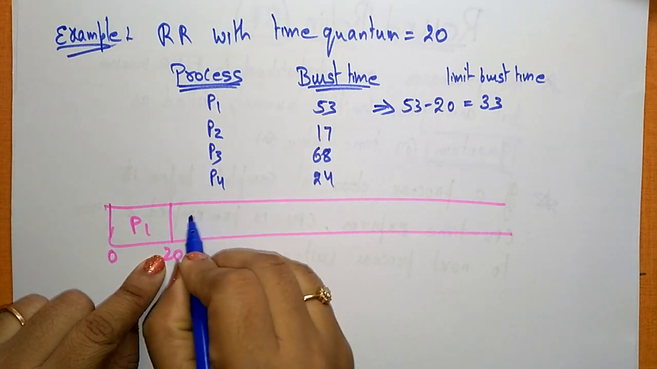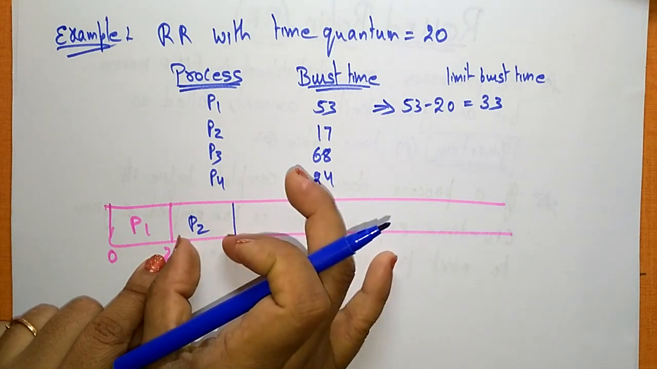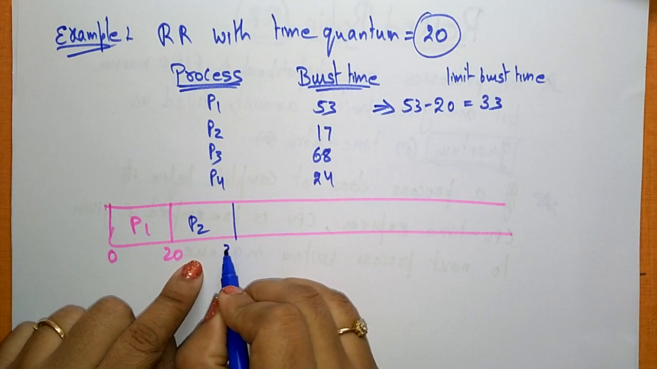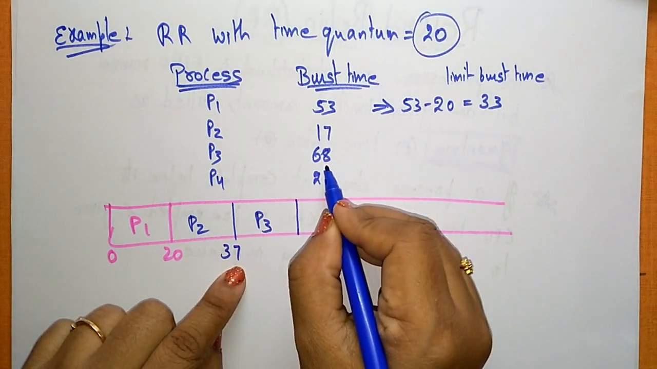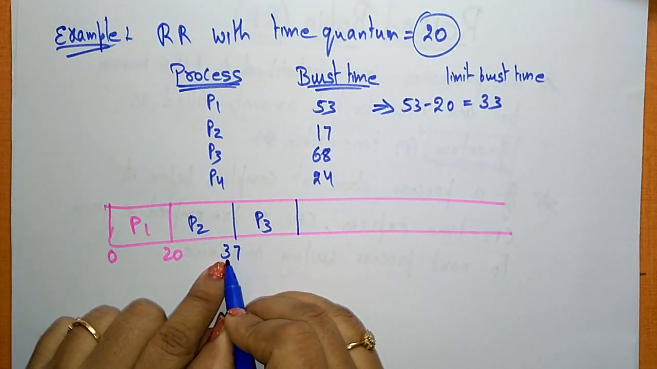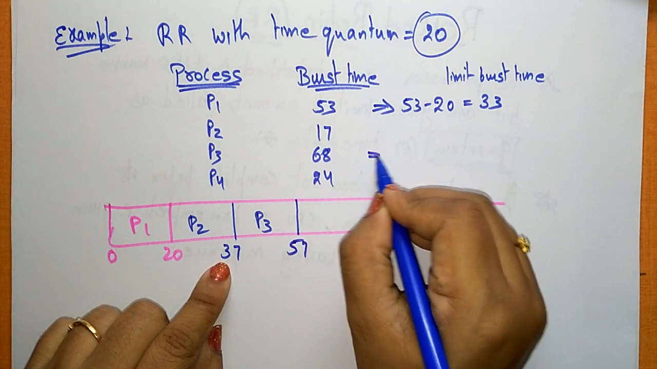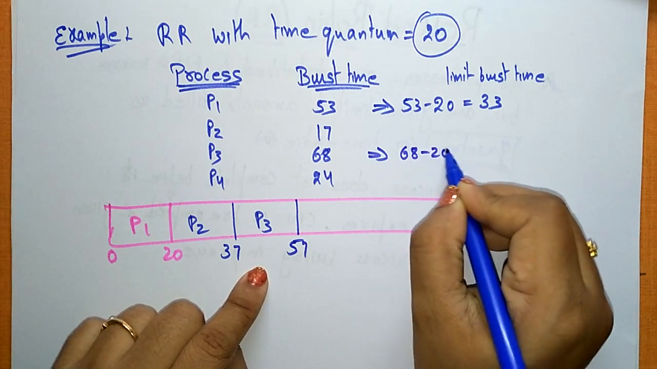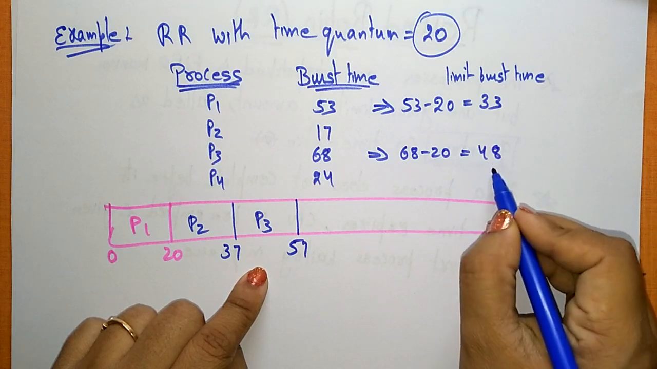Next P2, which needs only 17, so it will be executed within the quantum time 20. So 20 plus 17 you will get 37. Next P3. P3 burst time is 68, but we are given only 20. So add 20 here: 37 plus 20 you will get 57. Still 68 minus 20, the remaining burst time is 48.